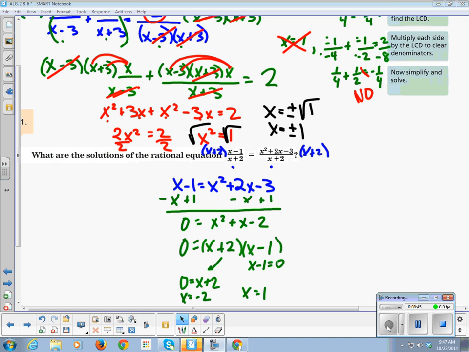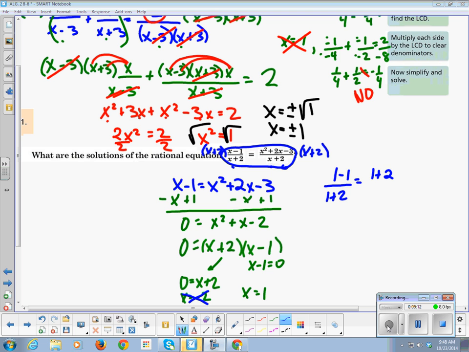Which one of these, looking at our original equation, for sure will not work when we plug it back in? Yeah, the negative 2 makes the denominator 0, so I know for sure not negative 2. But let's put 1 in just to be sure. So I have 1 minus 1 over 1 plus 2. I have 1 squared plus 2 times 1 minus 3 over 1 plus 2.